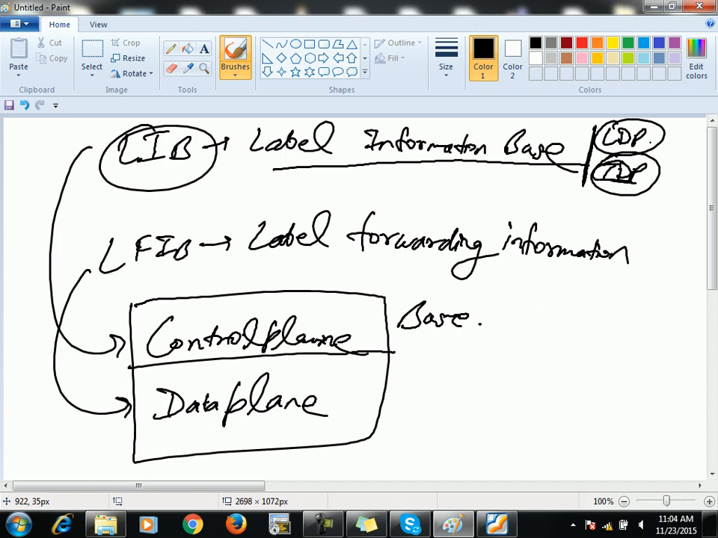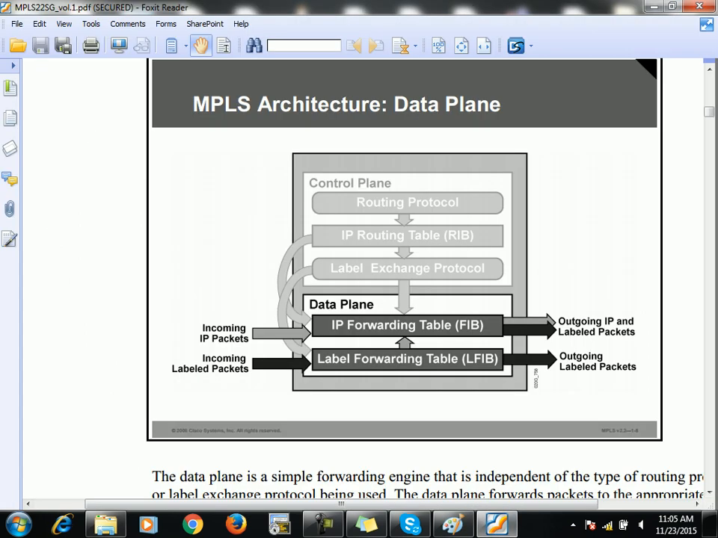Now, do you remember FIB and RIB? RIB was in the control plane and FIB was in the data plane. Similarly, LIB, label information base, is in the control plane, and LFIB, label forwarding information base, is in the data plane. I will show you all these things. These terminologies are in MPLS only, and you should be familiar with them.